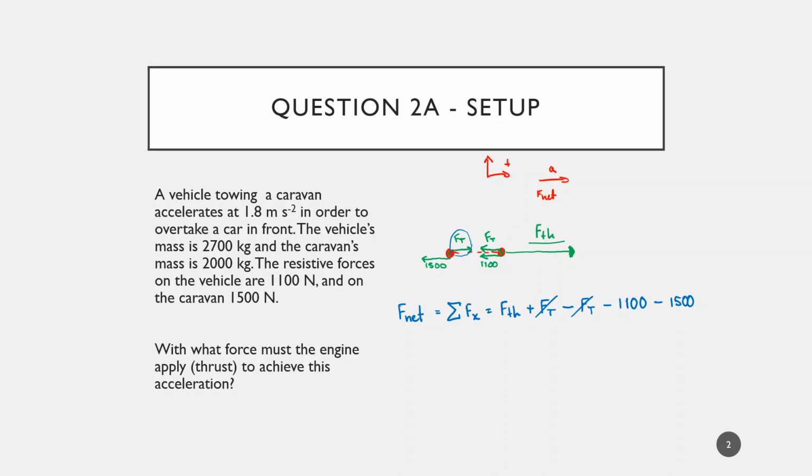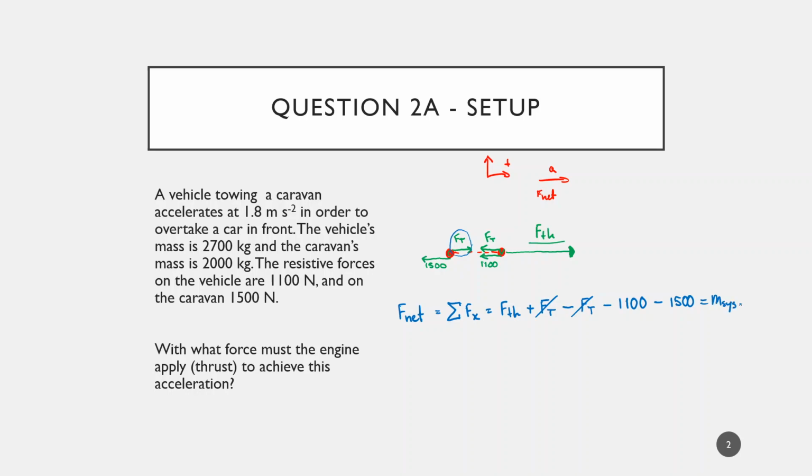Now, what do we know the net force is equal to? What's Newton's second law? F net equals ma. M in this case is the mass of the system, because we've analyzed all the forces acting on the system overall. So the mass of the system, we'll just write as msys.